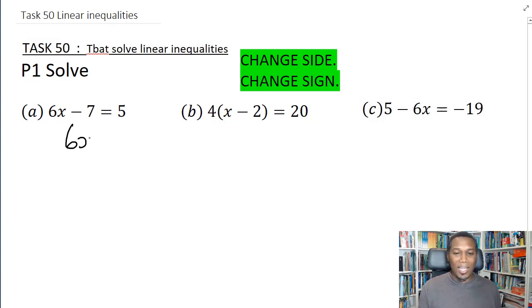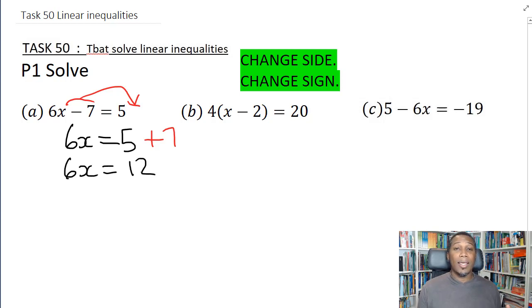So I'm going to write 6x is equal to, and it's that minus 7 that's going to go on the other side. And if it goes on the other side, minus 7 becomes positive 7. Did 5 go anywhere? No. It's only the 7 that's moved. So we have 6x is equal to 5 plus 7. Now we can work it out. 6x is equal to 12. And change side, change sign.